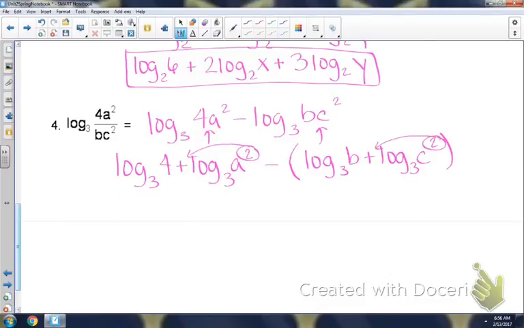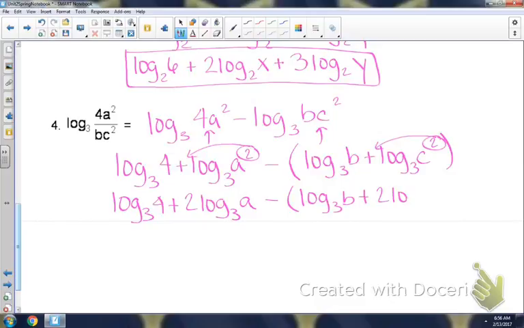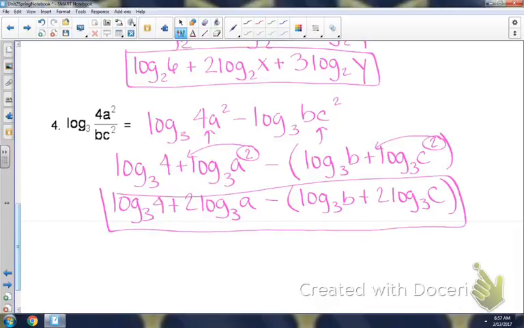So you can have log base 3 of 4 plus 2 log base 3 of a minus, you can go ahead and leave that in parentheses, or you can distribute the subtraction, it doesn't really matter, log base 3 of b plus 2 log base 3 of c. So make sure on these that you are writing the correct base. Don't forget the base there. The base never changes of your log.